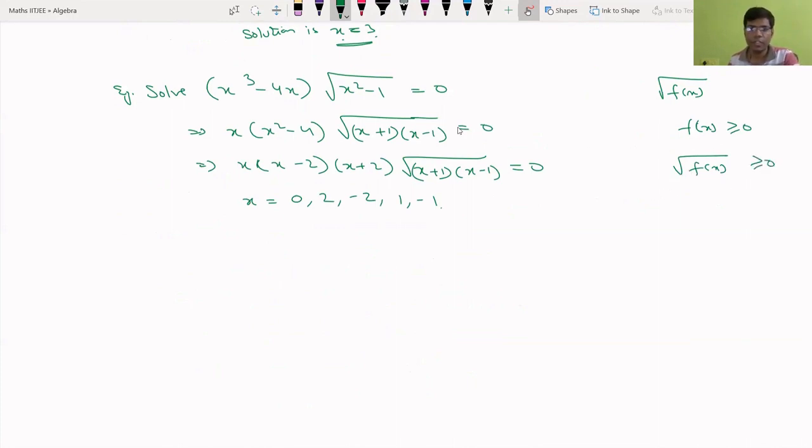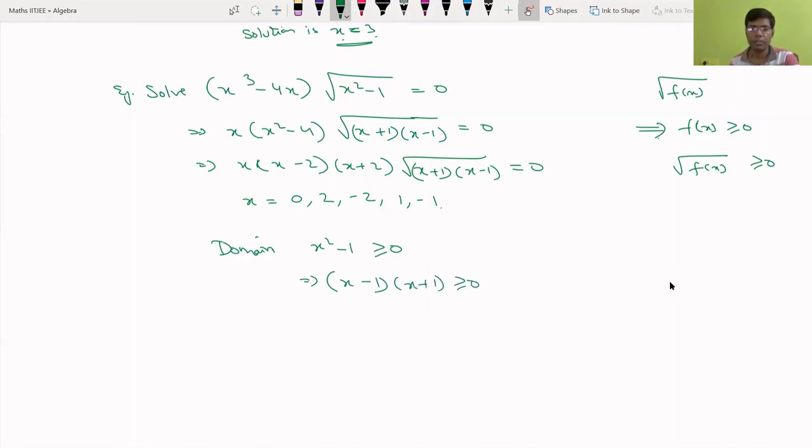Anyway, in this particular question, we are concerned with the fact that whenever some function goes inside a square root, that must be greater than or equal to 0. So here also our domain will have x² − 1 ≥ 0. That means (x − 1)(x + 1) should be greater than or equal to 0.